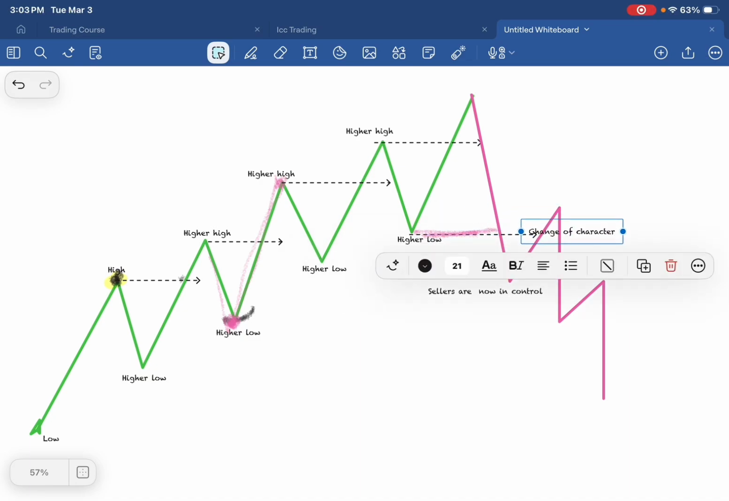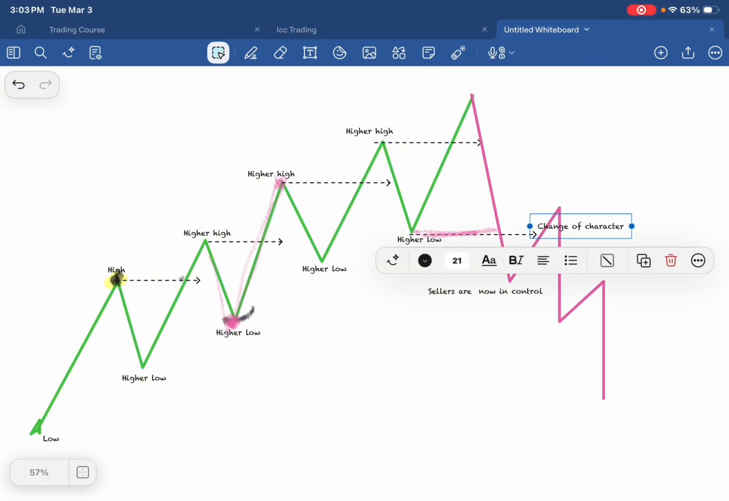Because when price is in an uptrend, it creates higher highs and higher lows, right? And then you see price breaks a higher low. Why would you feel like you're still in the market? Come out of the market, because price is now showing you that it does not want to go up any further. Sellers take over and sellers are now in control. So it changes the character. Sellers take over the market.